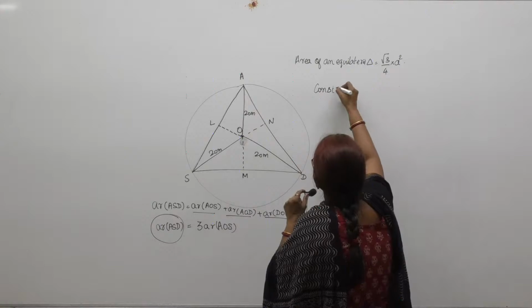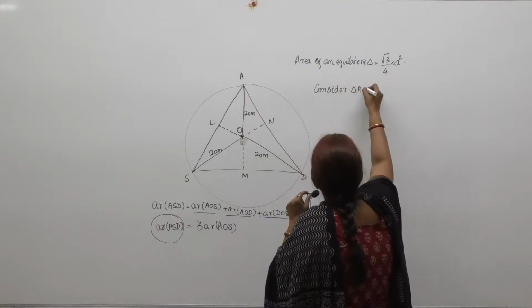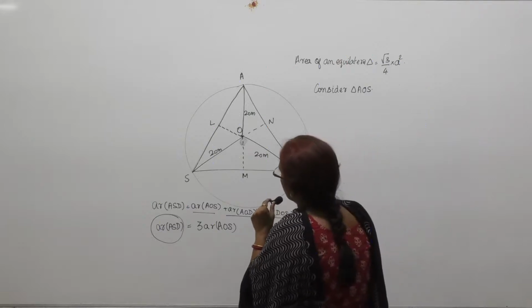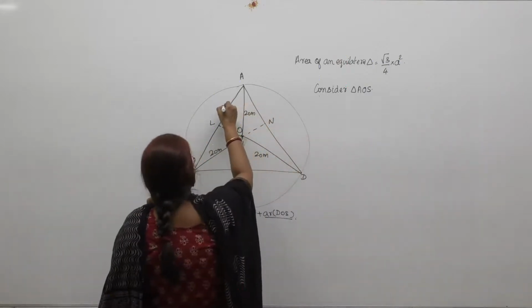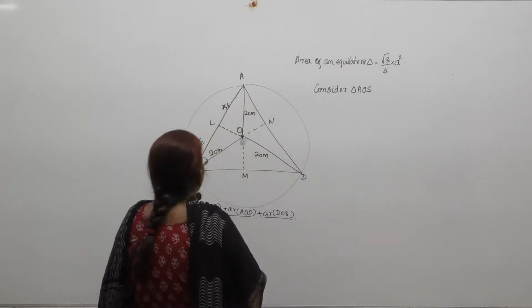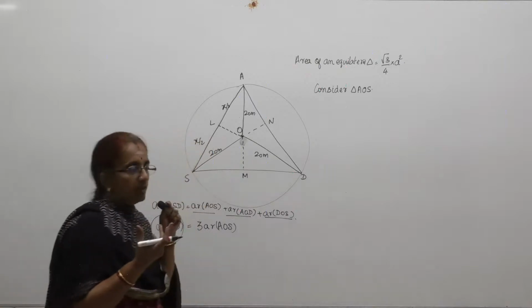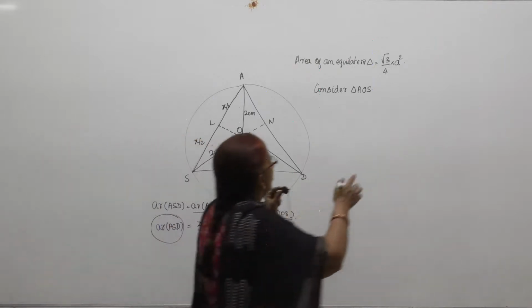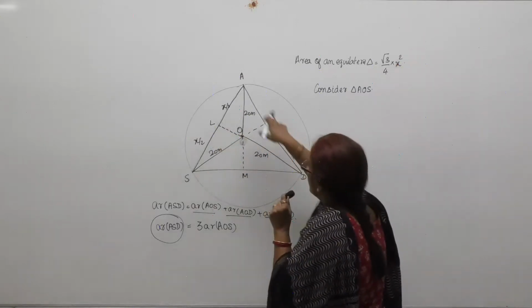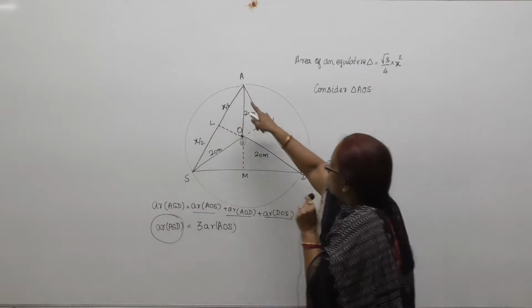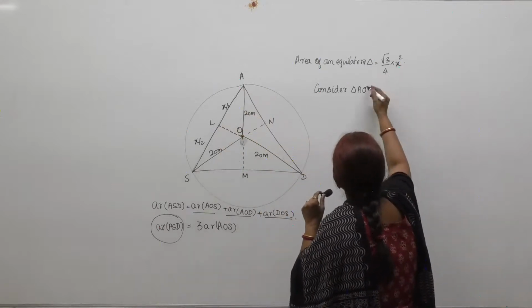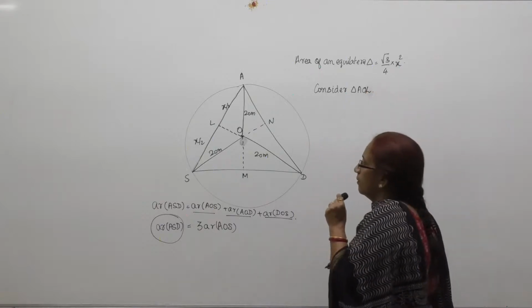Okay. Now consider triangle AOS. So if you assume this to be x by 2, this will also be equal to x by 2. Or each of these will be equal to a by 2. We will change the area of equilateral triangle to be root 3 by 4 x square. So the side of the equilateral triangle is each x. Therefore x by 2, and then you have this. So instead consider triangle AOL.